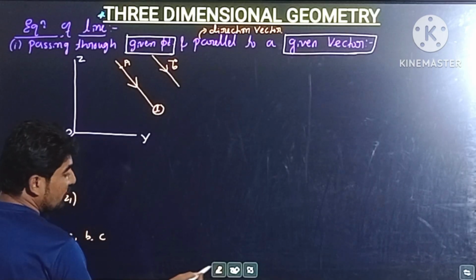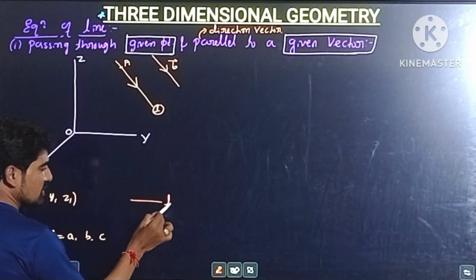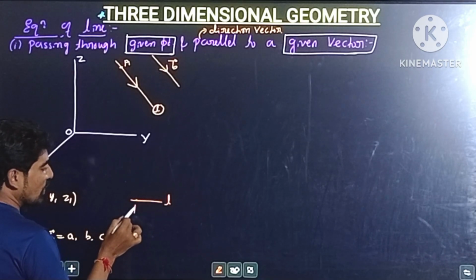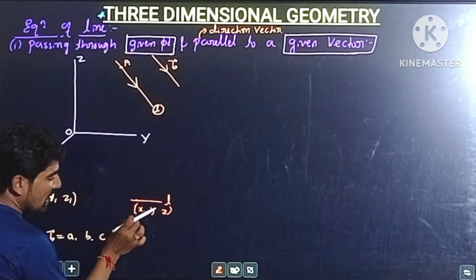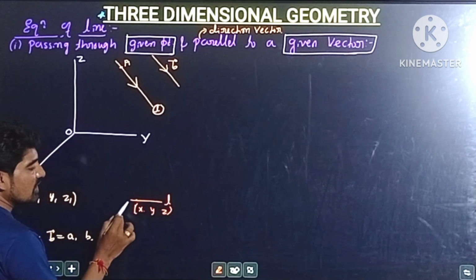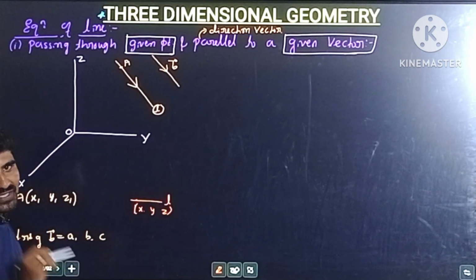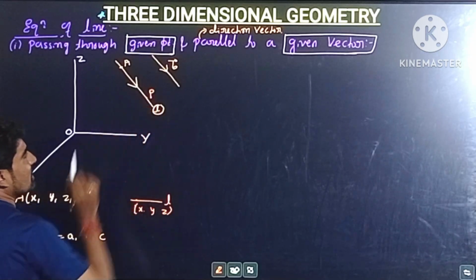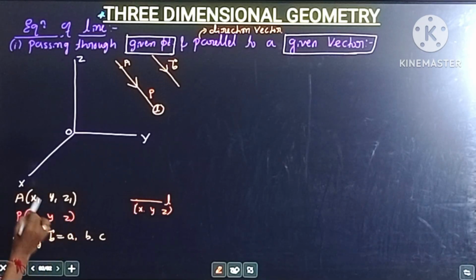If we have a line, it may be any line. On that line L we have a general point, that is x, y and z. As we change the values of x, y and z, we get different points on the line. So on every line we have a general point. Let us consider the general point P on the line L, and let the coordinates of the general point be x, y and z.